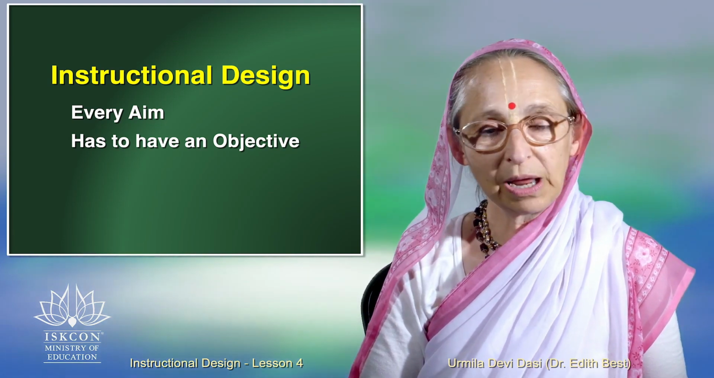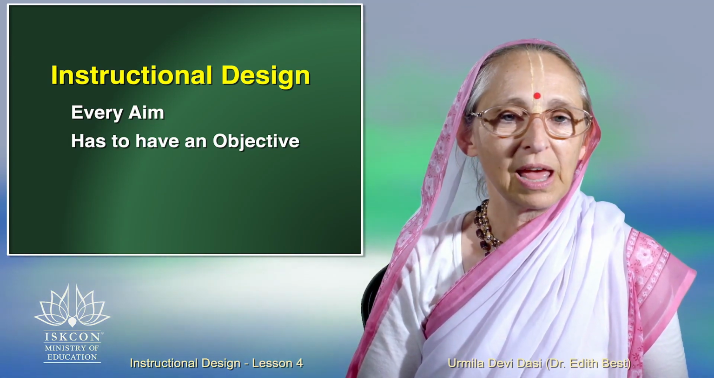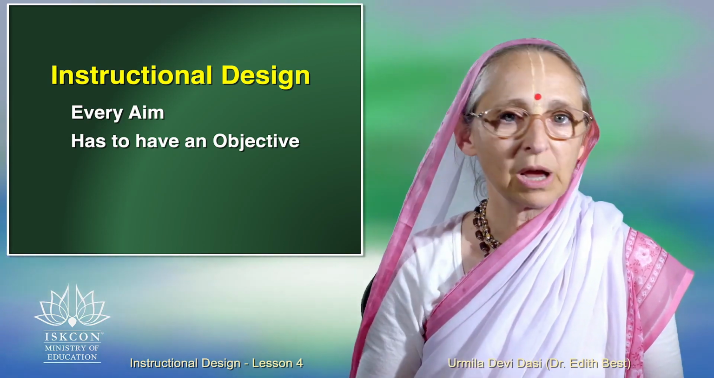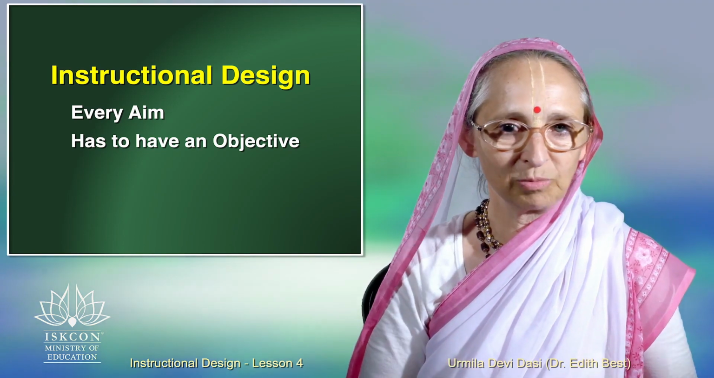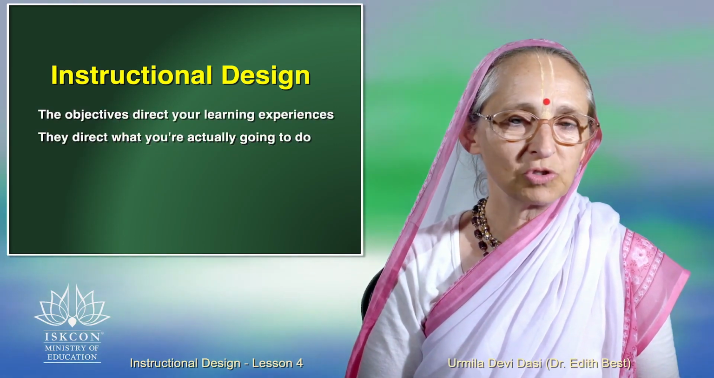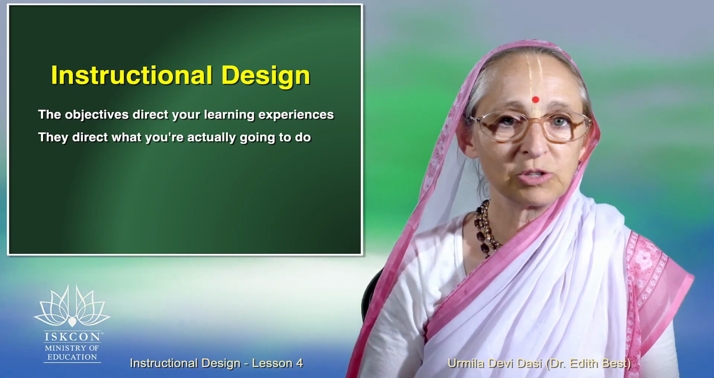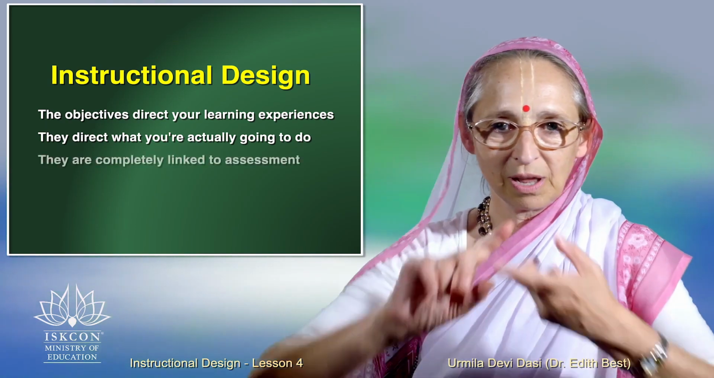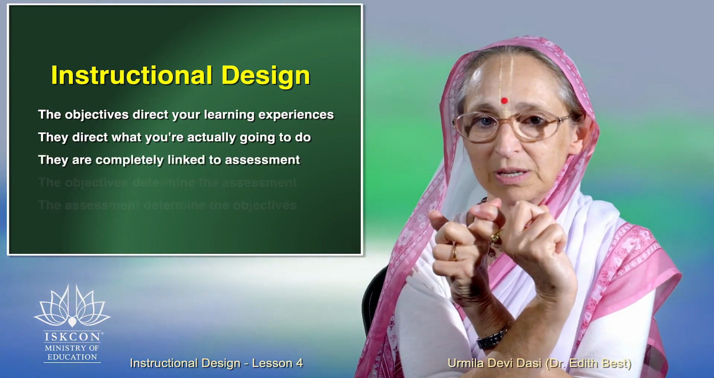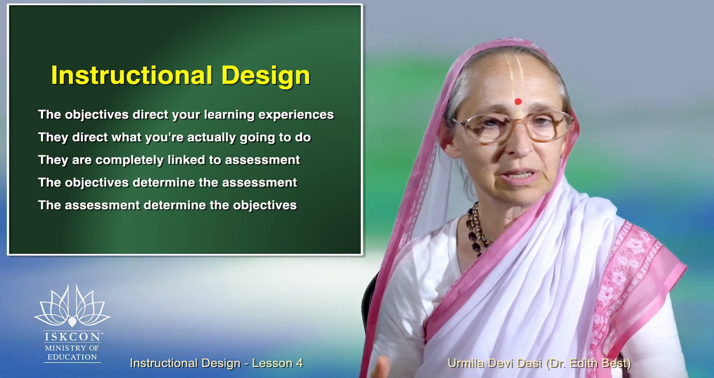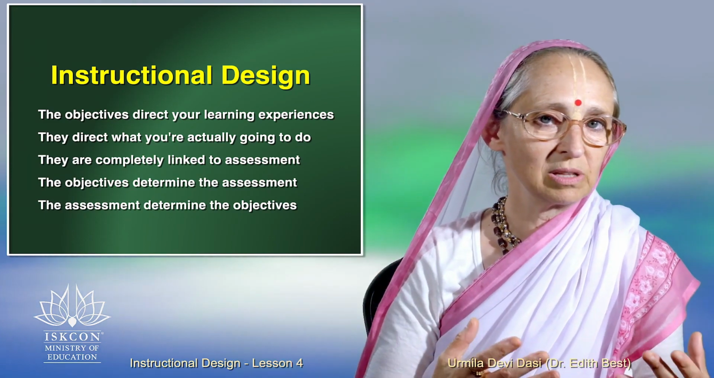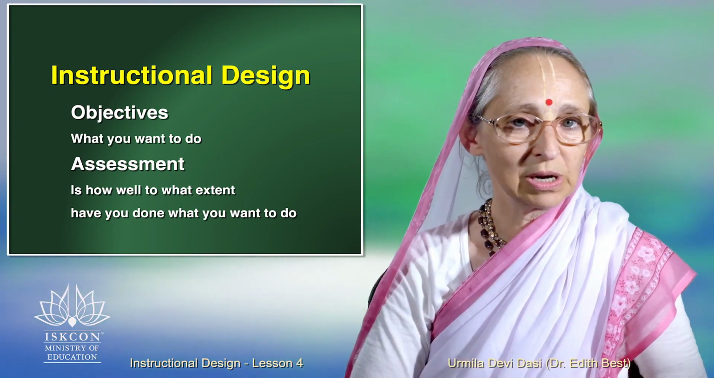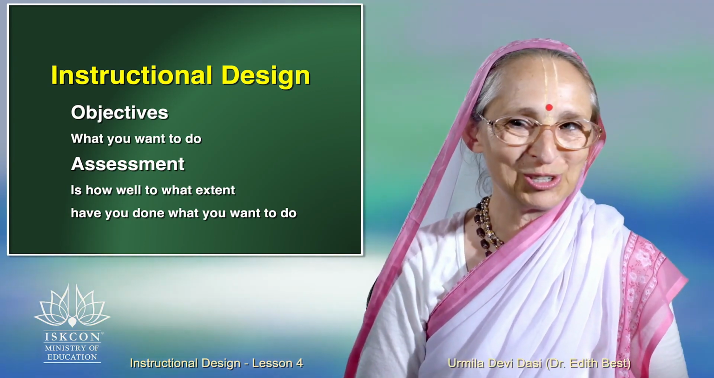Now, sometimes one aim can have 3 or 4 objectives, and sometimes 3 or 4 objectives can go with 3 or 4 aims, but every aim has to have an objective. The objectives direct your learning experiences. They direct what you're actually going to do. And as we will see in the lesson on assessment, they're completely linked to assessment. The objectives determine the assessment. Objectives, what you want to do. Assessment is how well, to what extent have you done what you want to do.